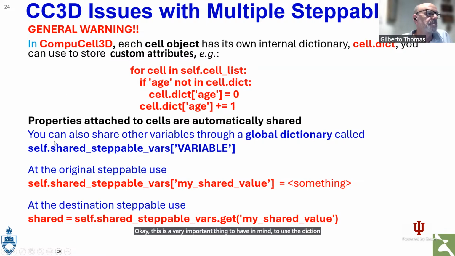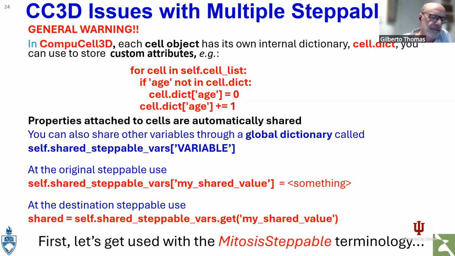There is also another way to automatically share, but it's more complicated. You have to define a global dictionary like that. You can look at it in the CompuCell documentation, in the help manual. You're going to find there how to define global dictionaries. Okay, but for now, let's move on from here.